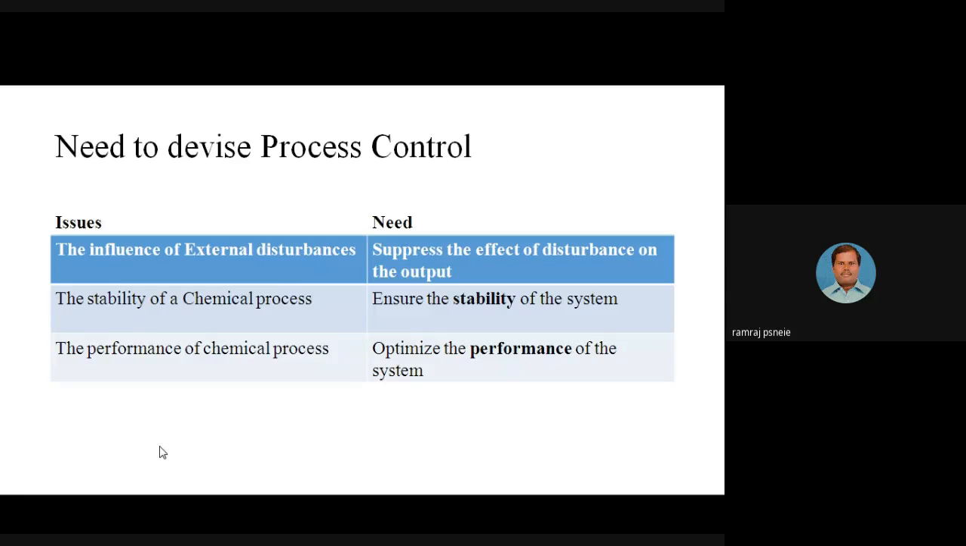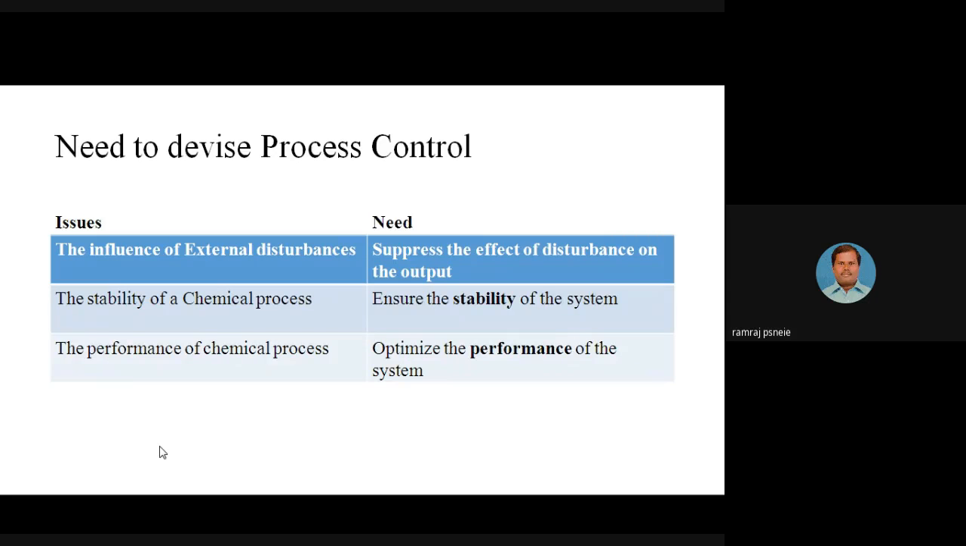Okay, generally issues occurred in the process control industries. The influence of external disturbances. What are external disturbances? The fluid is coming into the plant and leaving as an output. The incoming fluid may be changing with the flow rate or temperature. All of this disturbs the process. This we can call external disturbances.